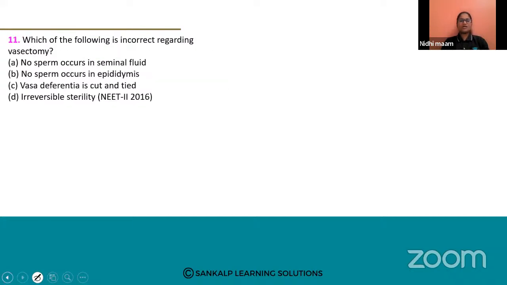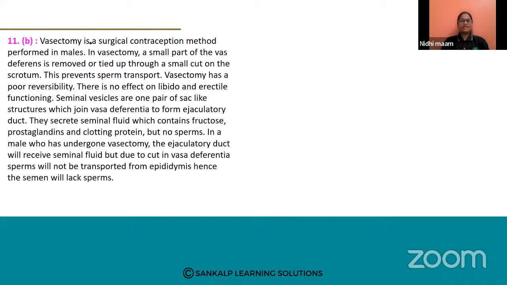No sperm occurs in epididymis. Vasa deferentia has been cut here. Right? So when vasa deferentia has been cut, sperms will be there in the epididymis, right? So no sperm occurs in the epididymis. Let us read the statements.